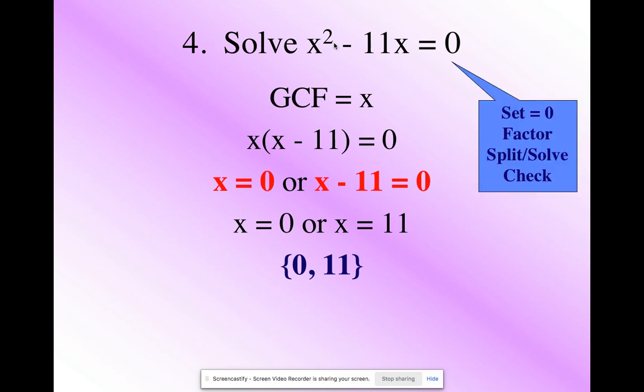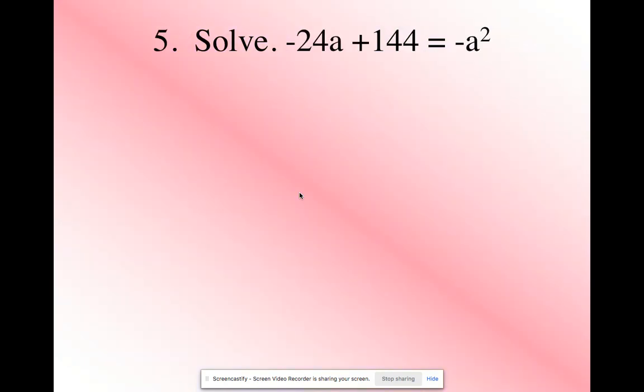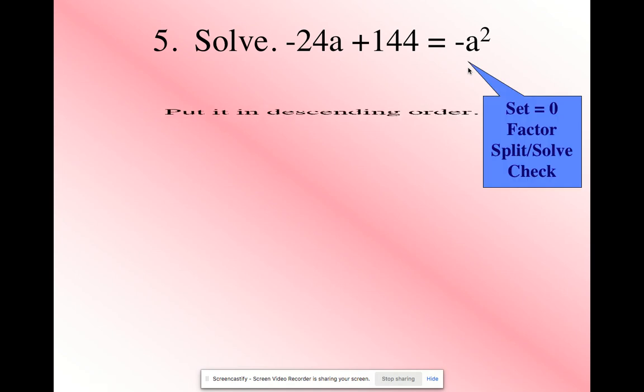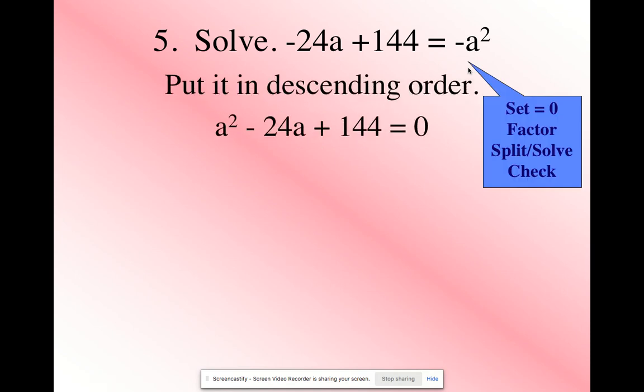We always have to make sure we set our equations equal to 0, and we also need to make sure that we have the correct A times B scenario as well. So let's say we're looking at something like this: -24a + 144 = -a squared. The first thing we have to do is bring that -a squared onto the other side. So add a squared on both sides. Now we're here: a squared minus 24a plus 144 equals 0.